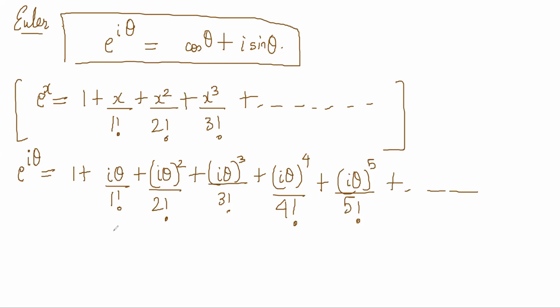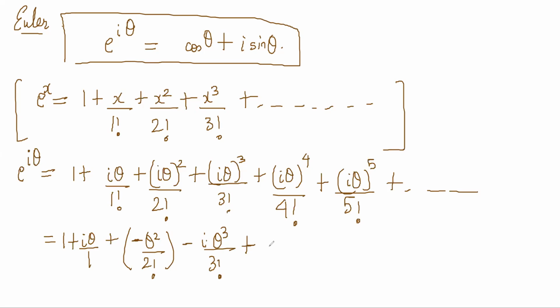Now, if you write it like this, this is 1 plus i theta by 1, i square is what? Minus 1, no? Yeah. So minus theta square by 2 factorial, and i cube will be minus i because i square is minus 1. Yeah. So minus i into theta cube by 3 factorial plus i power 4 will be 1. So plus theta 4 by 4 factorial. i power 5 will be i, theta 5 by 5 factorial, and so on, right?